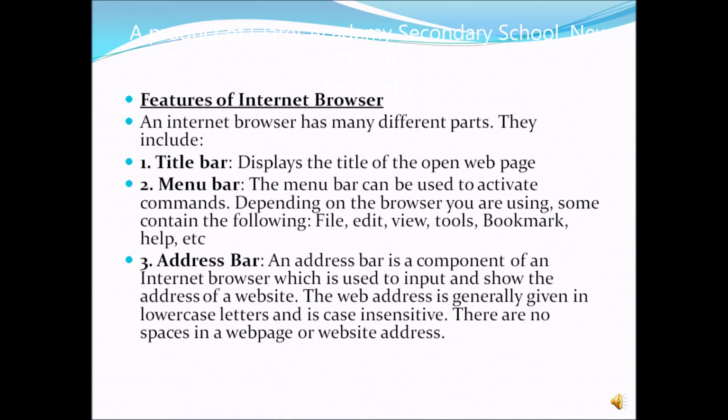Internet browser has different parts. It has title bar, menu bar, address bar, status bar, scroll bar, and the standard tool bar. First of all, let's start with title bar. Title bar displays the current page which you are in, while the menu bar is used to activate commands depending on the type of browser you are using. It has file, editing, view, tools, bookmark and help.